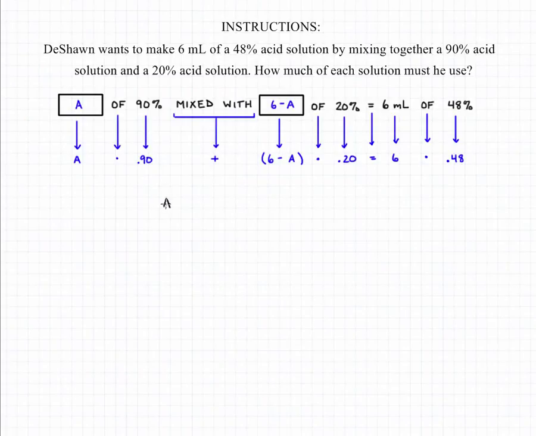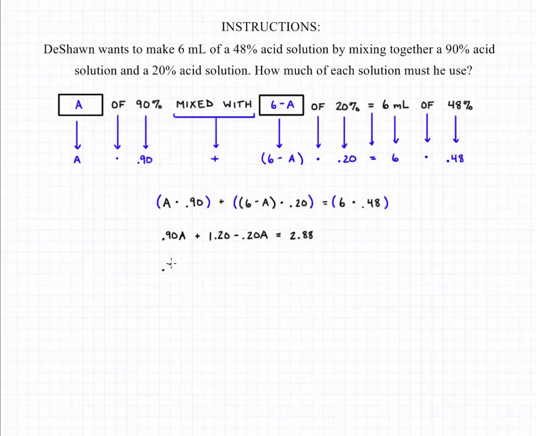Now we can clean this up a little bit. We'll have A times 0.90 plus the quantity 6 minus A times 0.20, and that's going to equal 6 times 0.48. Again, we have the amount and solution of each part added together, and then the amount and solution of our total. That's going to give us 0.90A plus 1.2 minus 0.20A, and that all is going to equal 2.88.